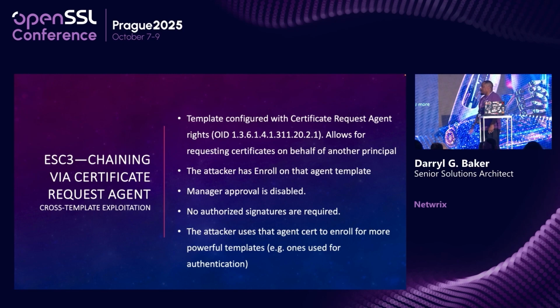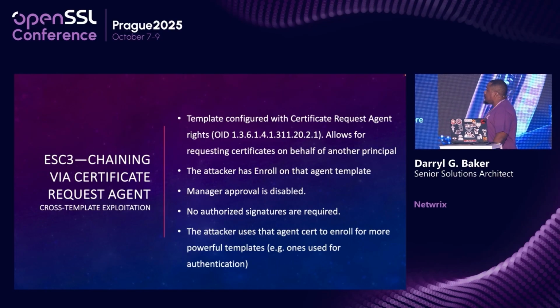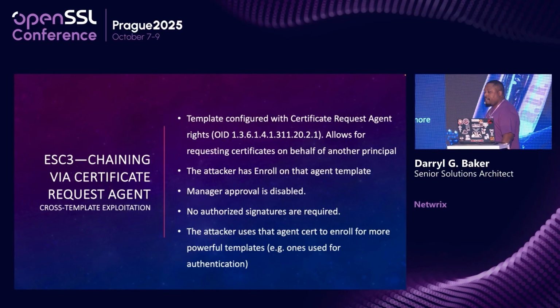This is a fun one. This is my favorite. This is ESC3, chaining via certificate request agent. If I find this, it's like you're done. You don't want this, but it is very common. You just have to use it properly. This pertains to that new ability to enroll a certificate on behalf of another principal. This is allowed by a setting known as a certificate request agent setting. There's the OID for it, so you can easily query or enumerate an environment and look for that OID to see if any certificates that have been issued have the ability to request other certificates.